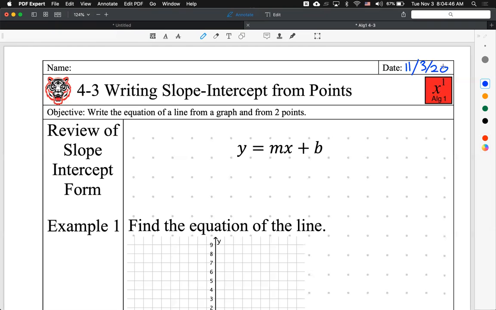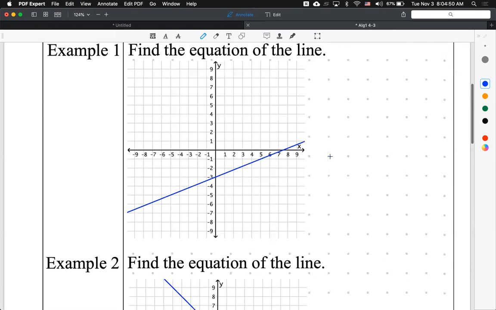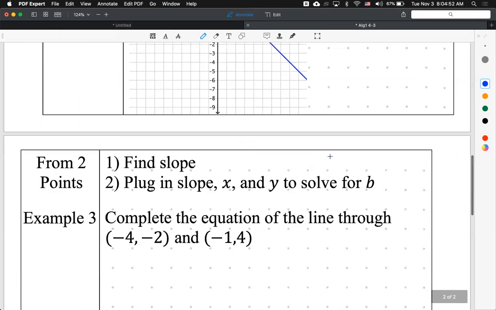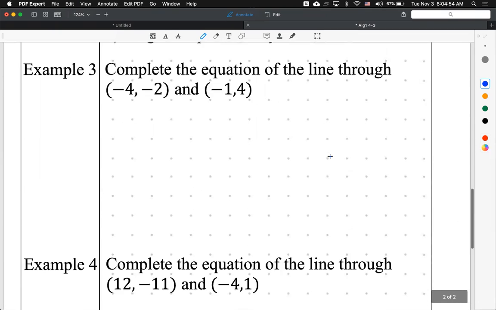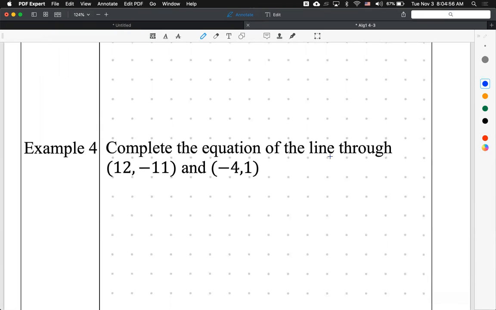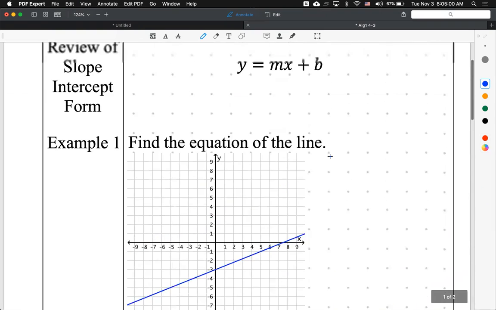There it is. So I'm going to be giving you two types of problems. One type of problem are like example 1 and example 2, where I give you a graph. And then the second type of problem is going to be like example 3 and example 4, where I give you 2 points and you need to be able to tell me the entire equation.